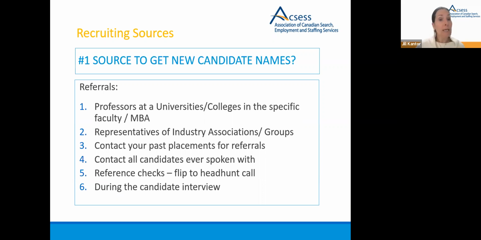Why or why not? Within the candidate interview, there are at least nine different times where you can obtain referrals. So who did you report to? Who did you work closest to? Who was the project lead on that? Who was a mentor in your organization? If you would take a colleague along with you in your next role, who would it be and why? So many ways that you can find referrals just through that candidate interview.